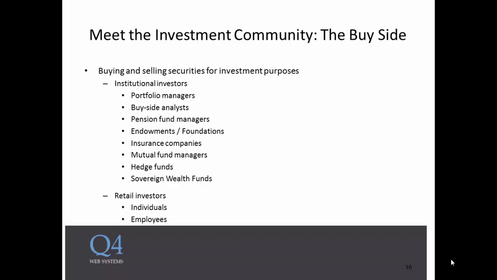Equally important, but less prominent, is the retail community. Those are individuals or employees that buy and sell stocks and mutual funds.